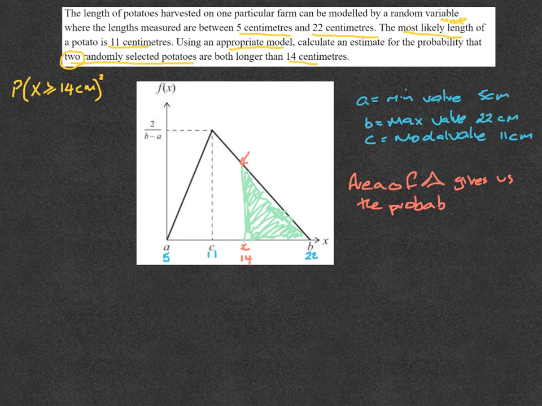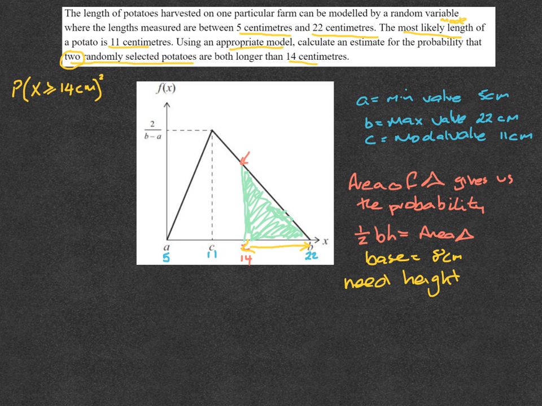Okay, probability. And the formula, of course, is half base height is equal to the area of a triangle. And we've got the base. We can see that the base is this distance along here. So the base is equal to 8 centimetres because that's 22 minus 14. We just need to find the height. We need height. And there is a formula for that, which I'll go on the next slide, but that's the information we've got.